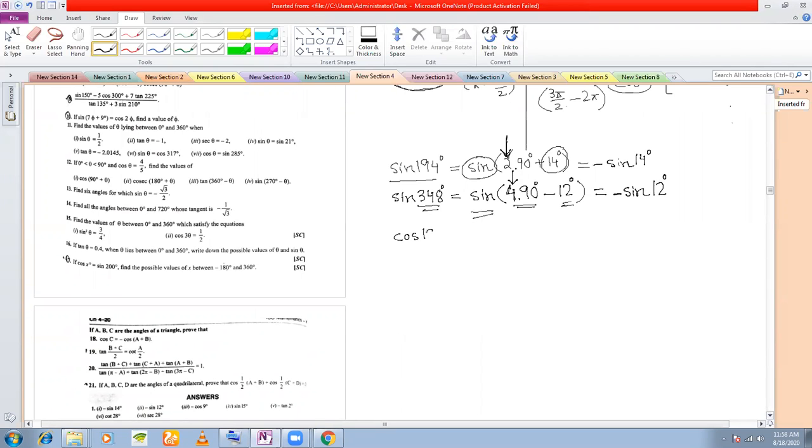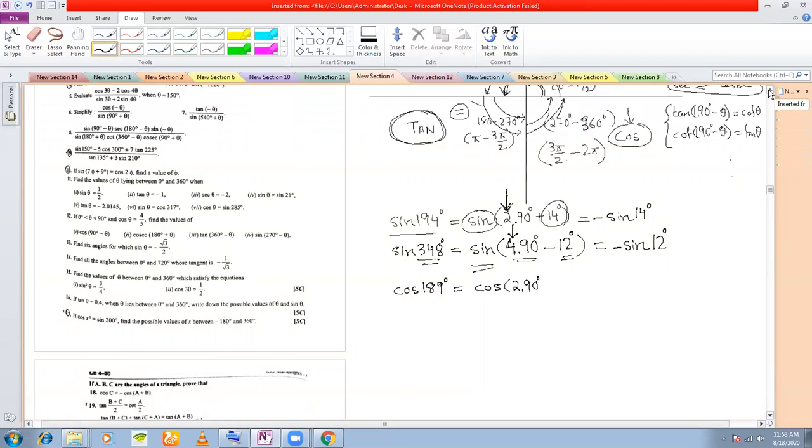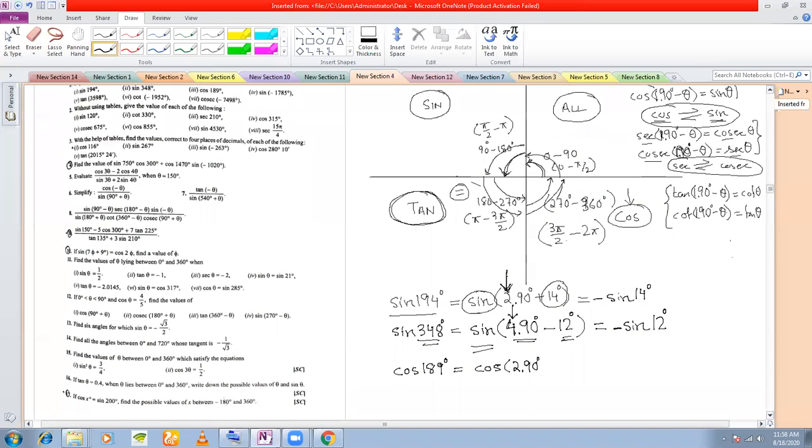Cos 189 degree. How do you find it out? Now see here. Again, we try to write this as an even multiple. I write 2 into 90 degree. 2 into 90 degrees means in which quadrant? Second quadrant. Right. 180 plus 9 degree.